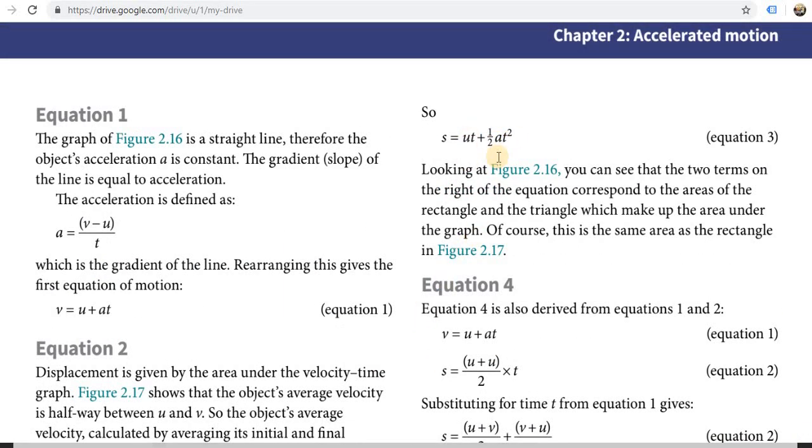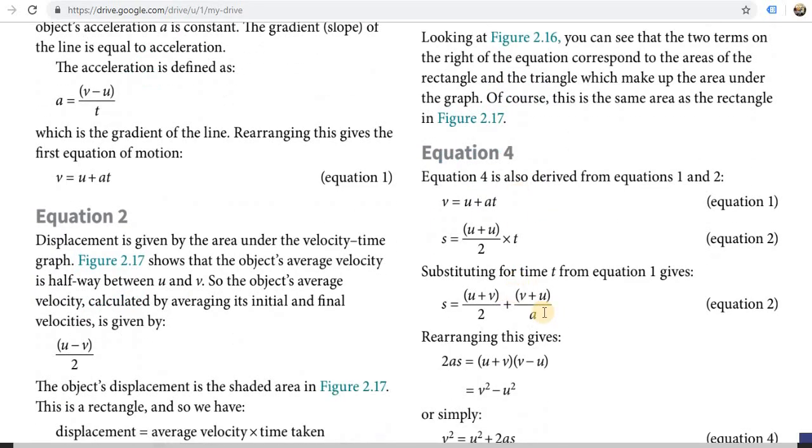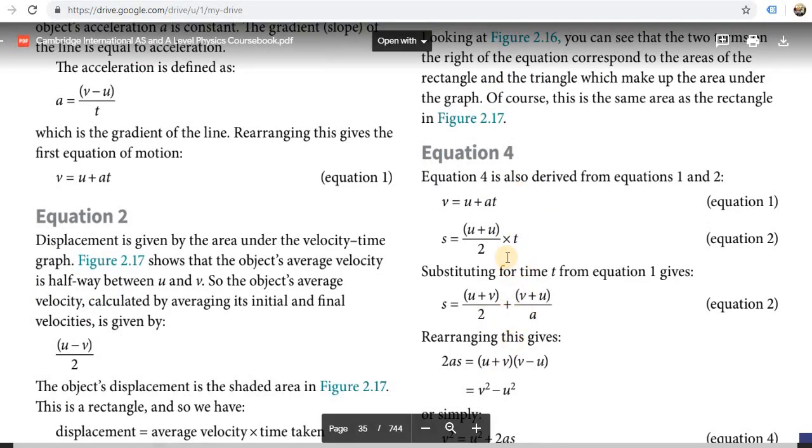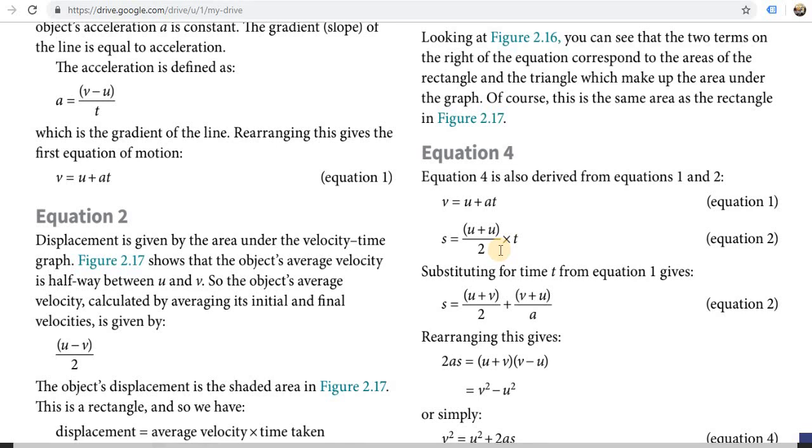And the final one is this one. Now there are some mistakes over here which you have to rectify. I will tell you what those mistakes are.